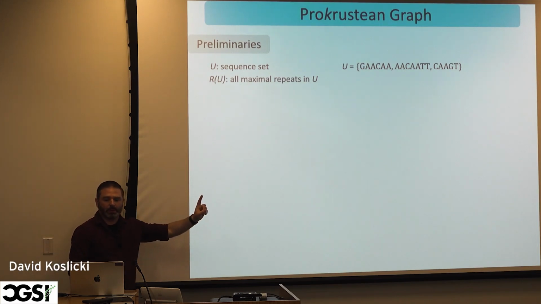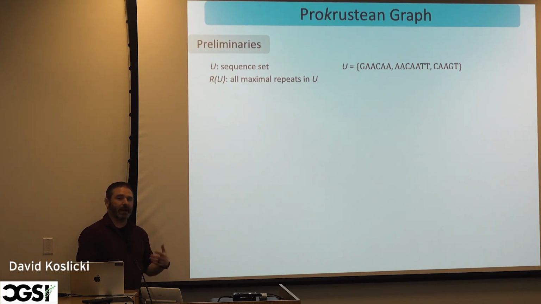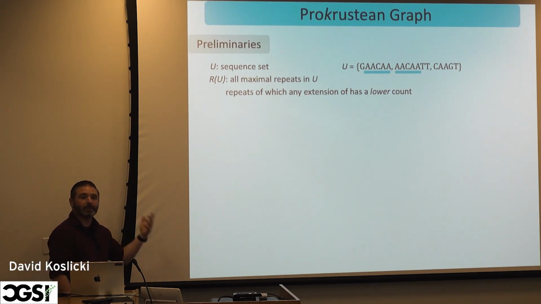Important definition number 1, maximal repeats. I have found that there's a lot of variation in how people define maximal repeats. So for this talk, it is going to be repeats, so it occurs more than once in your sequencing set, and any extension of that repeat has a lower count. So for example, this blue highlighted region right here, notice this AACAA shows up twice, so it's a repeat. If I try to extend this one to the left, the count goes down from 2 to 1. If I try to extend this to the right, the count goes down from 2 to 1. Therefore, that blue highlighted region is a maximal repeat.